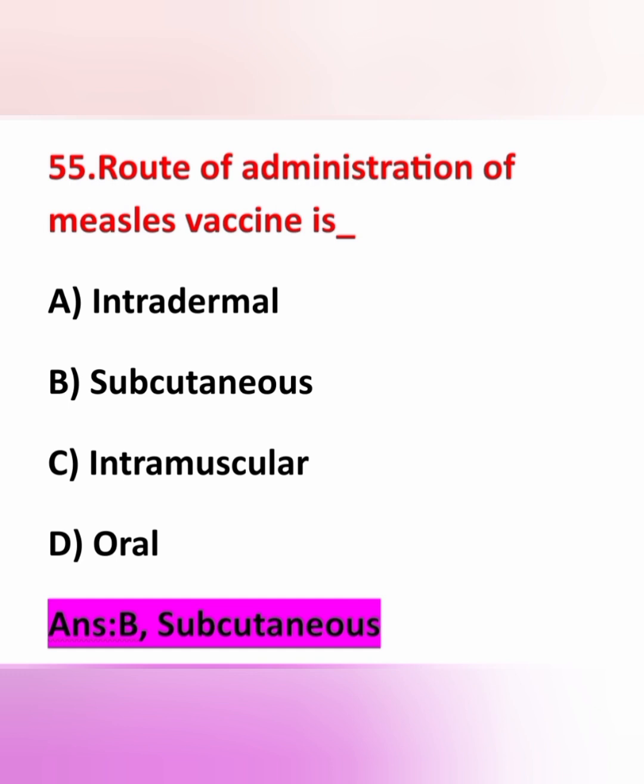And MMR vaccine can also be given at 15 to 18 months of age, that is also 0.5 ml by subcutaneous route. MMR vaccine provides immunity against mumps, measles and rubella.